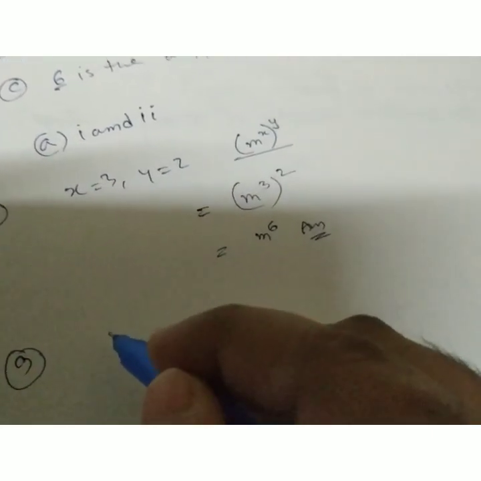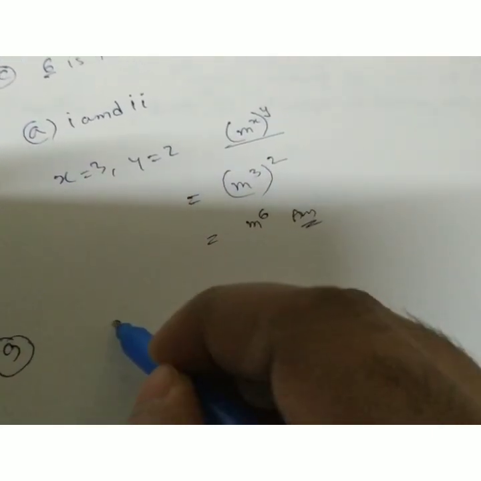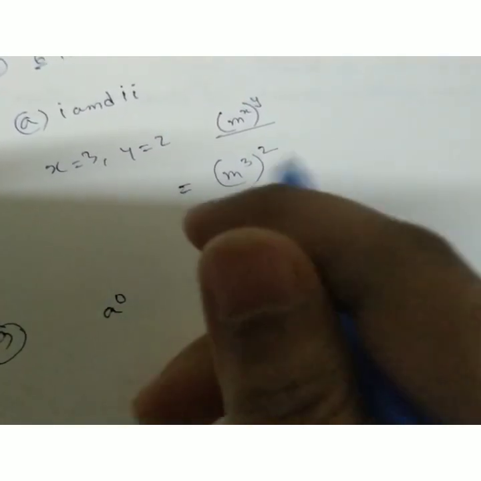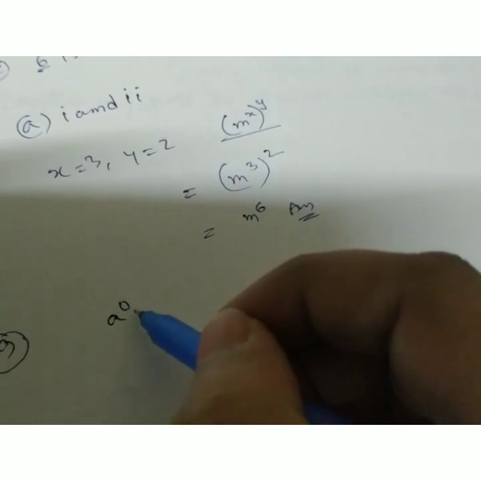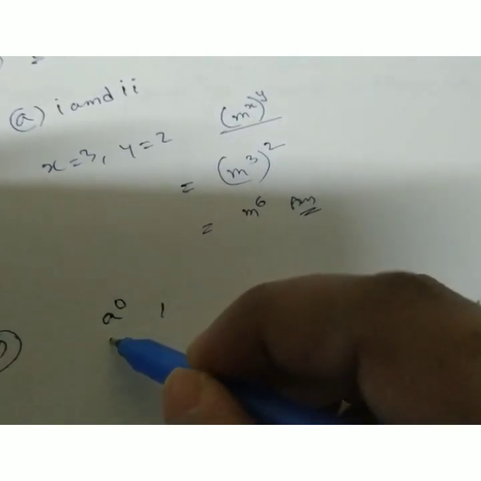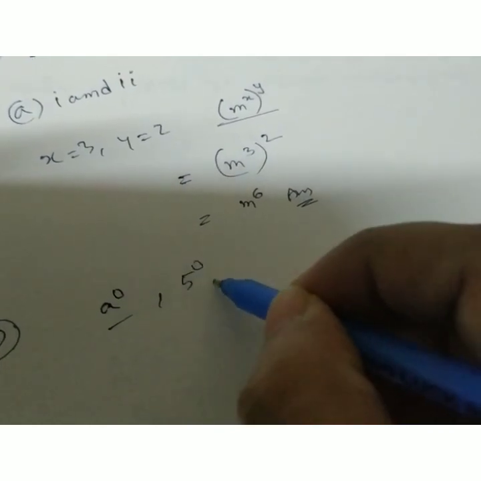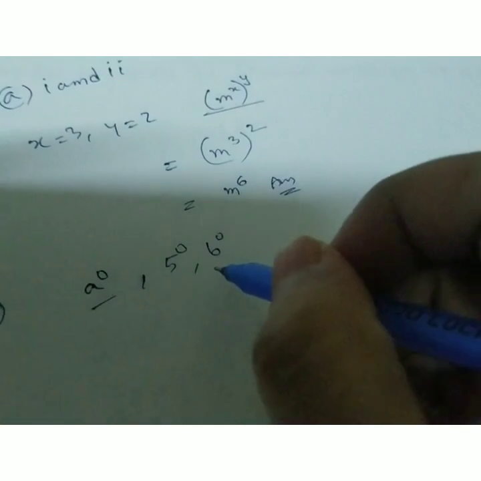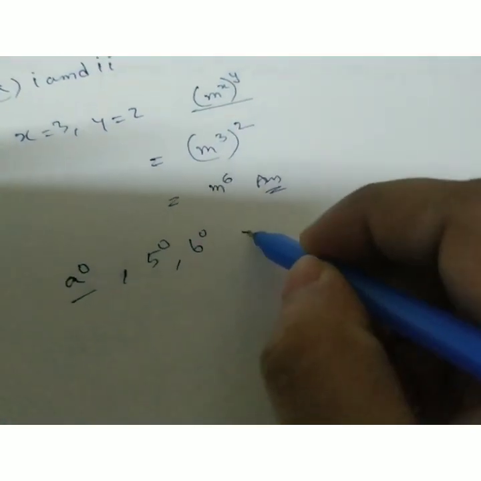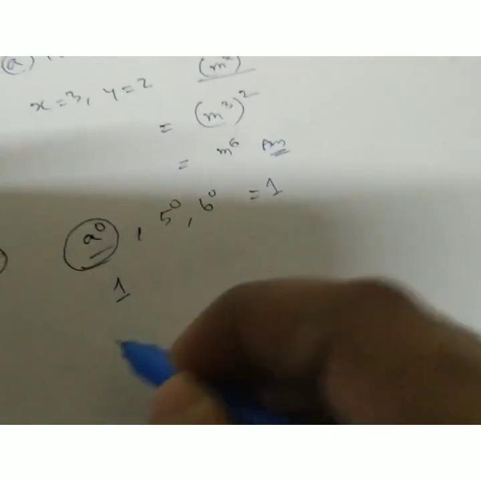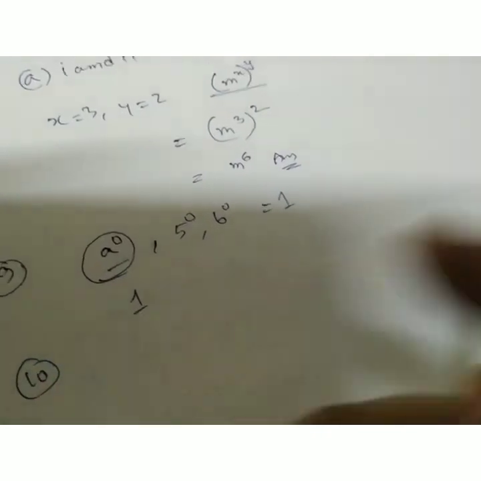Next, if a is not equal to 0, what is the value of a^0? So we know that any number or any alphabet, whether it's a^0 or 5^0 or b^0, anything to the power 0 means 1. So a^0 means 1. Next, number 10.